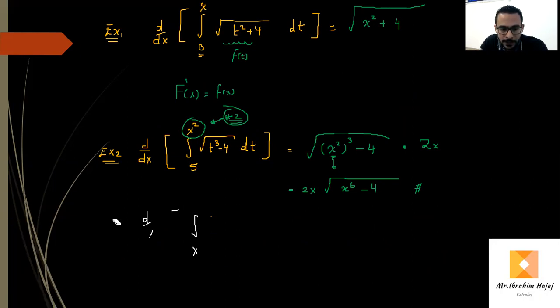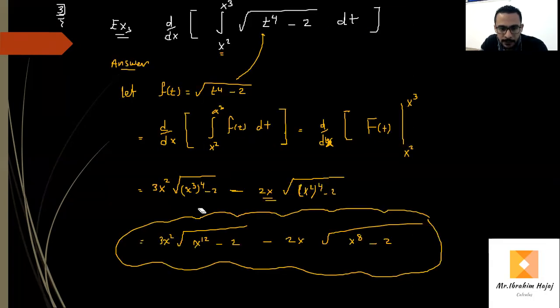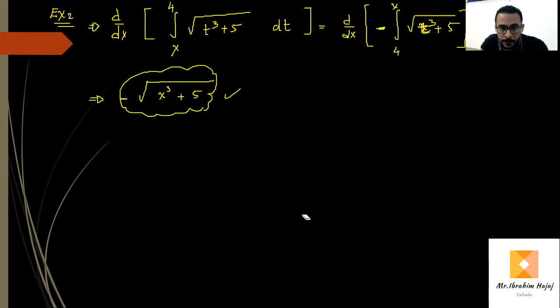Multiply by its derivative. After you do the substitution, x takes the place of t, okay, so multiply by the derivative. Substitute x cubed for t and then multiply by 3x squared. And here the same: replace t by x squared and multiply it by 2x, the derivative of x squared. Okay.